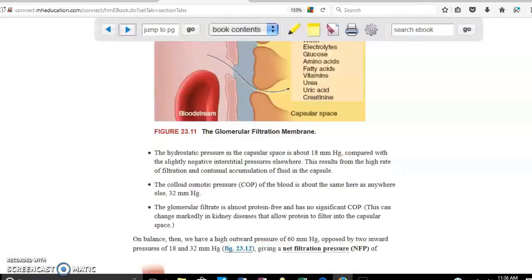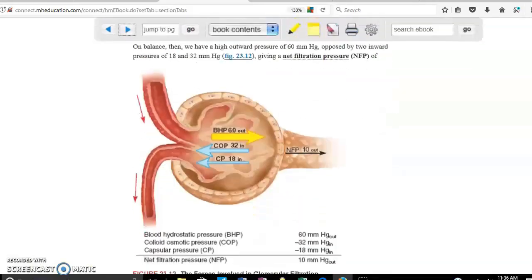So if we scroll down, we can see what the forces are that make the filtration possible. Here you can see that the arrow pointing this way, that is going to force the filtration, is greater than these other two. So at the end, there is a positive pressure of 10, which is going to force things to be filtered out of the blood into the glomerulus.